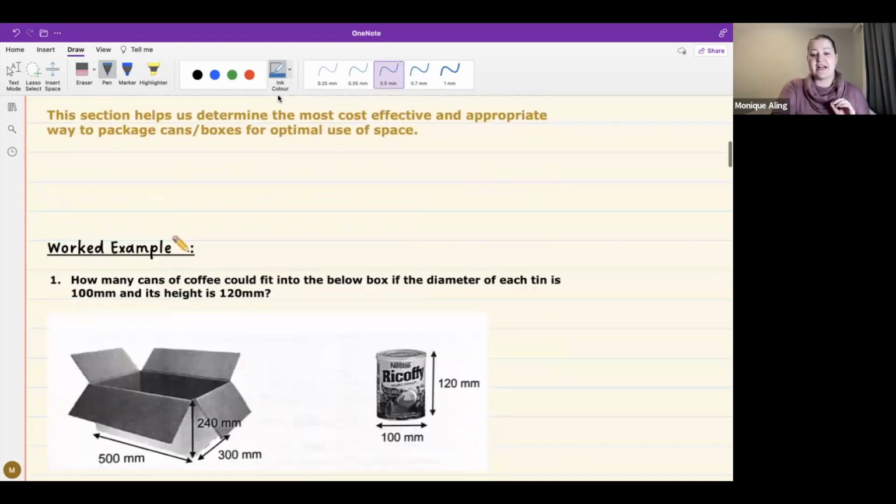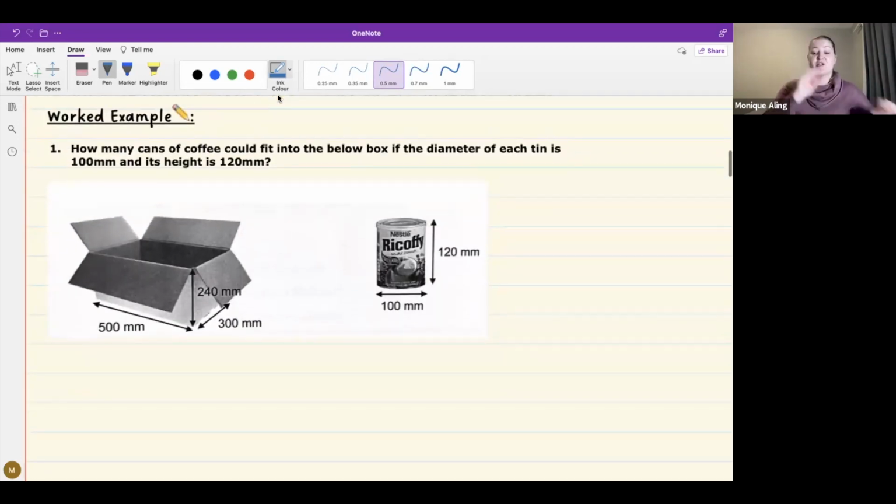Okay, so we're going to look at an example first. So I'm going to help you with this one, walk you through it. The question asks, how many cans of coffee could fit into the below box if the diameter of each tin is 100 millimeters and its height is 120 millimeters. Okay, so they've given us all the dimensions, which is really very important in these questions. They have given us the size of the can, the size of the box. We want to know how many of these coffee cans can fit into the box.